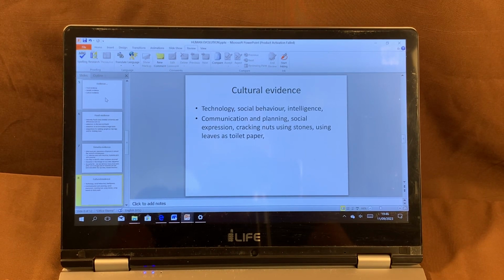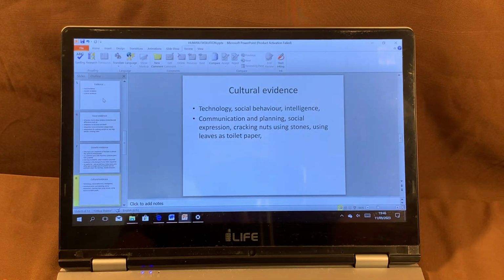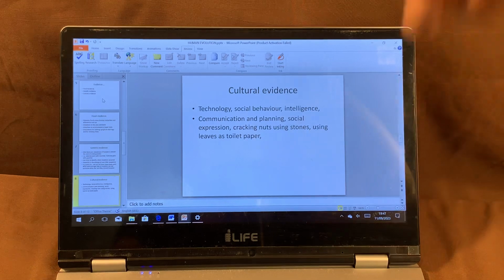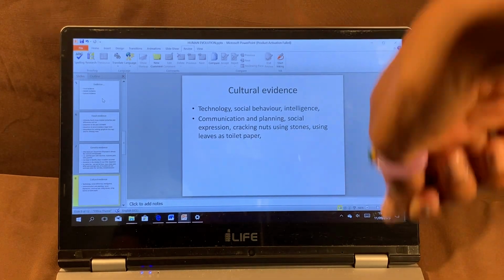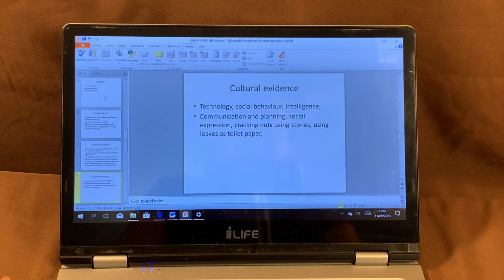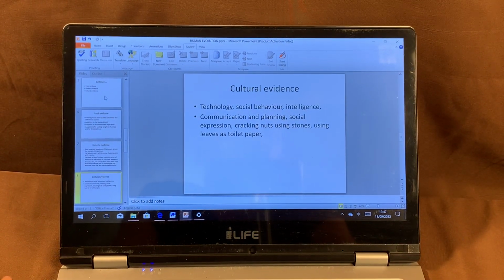And then they have social behavior, they mourn, and they are also intelligent. They use sticks in case there are some ants they want to pull out. They just use a stick, get into the ant hole, and pull out the stick with a lot of ants.